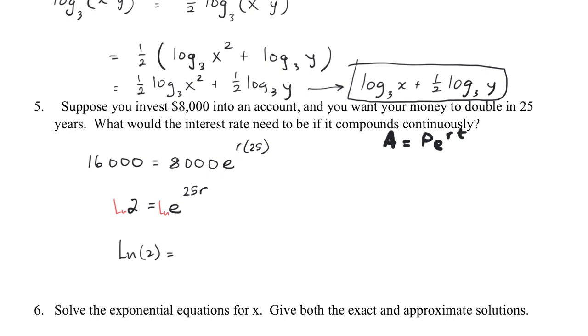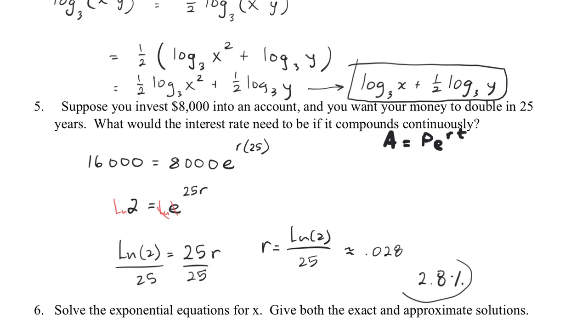So that's the natural log of 2. Remember, the natural log and the e cancel each other out. So this is 25R divided by 25. So the interest rate is natural log of 2 divided by 25. And that's approximately 0.028. So the interest rate is about 2.8%.